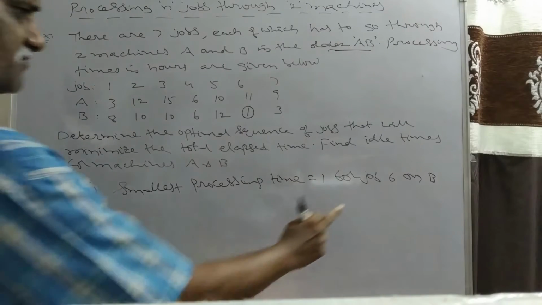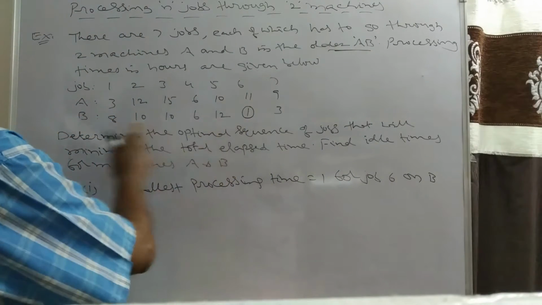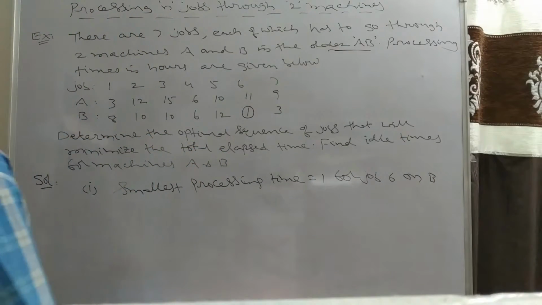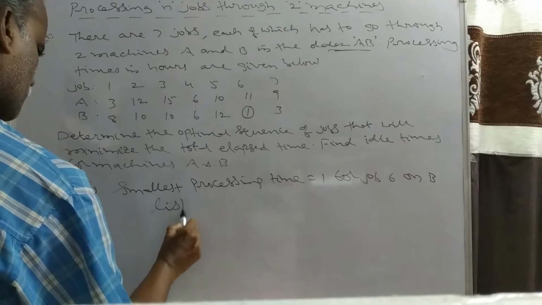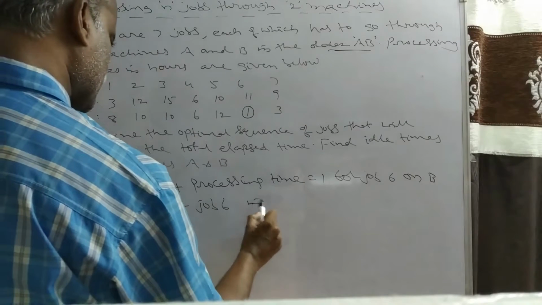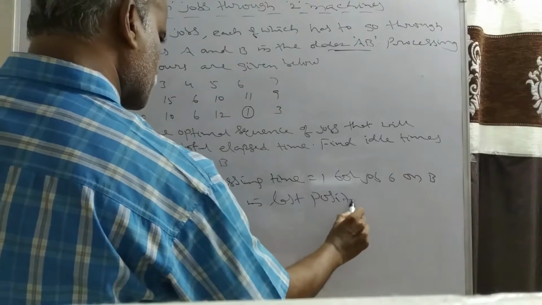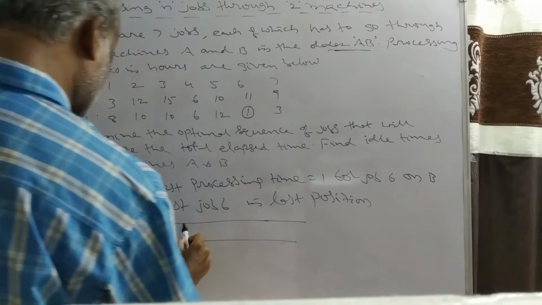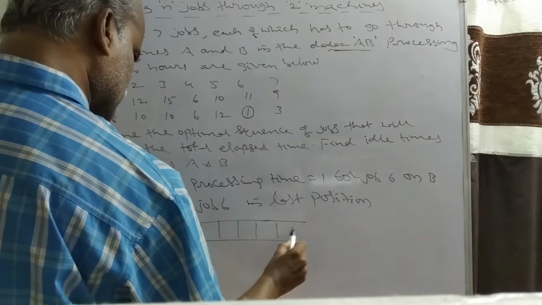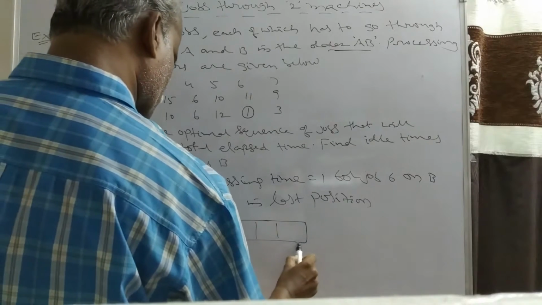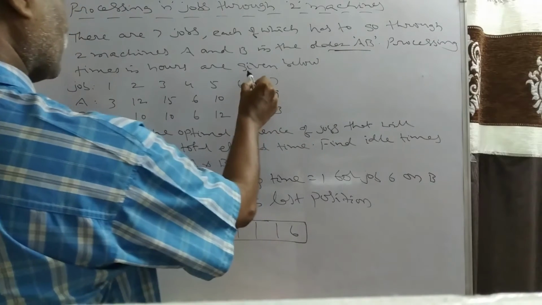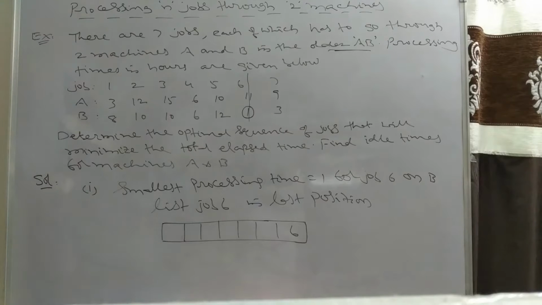Now for job 6, the processing time is minimum on machine B. So we place job 6 in the last position of the sequence. In the sequence we have 7 places, since there are 7 jobs. So place job 6 in the last position, then cross it out. Continue the same process for the other jobs.